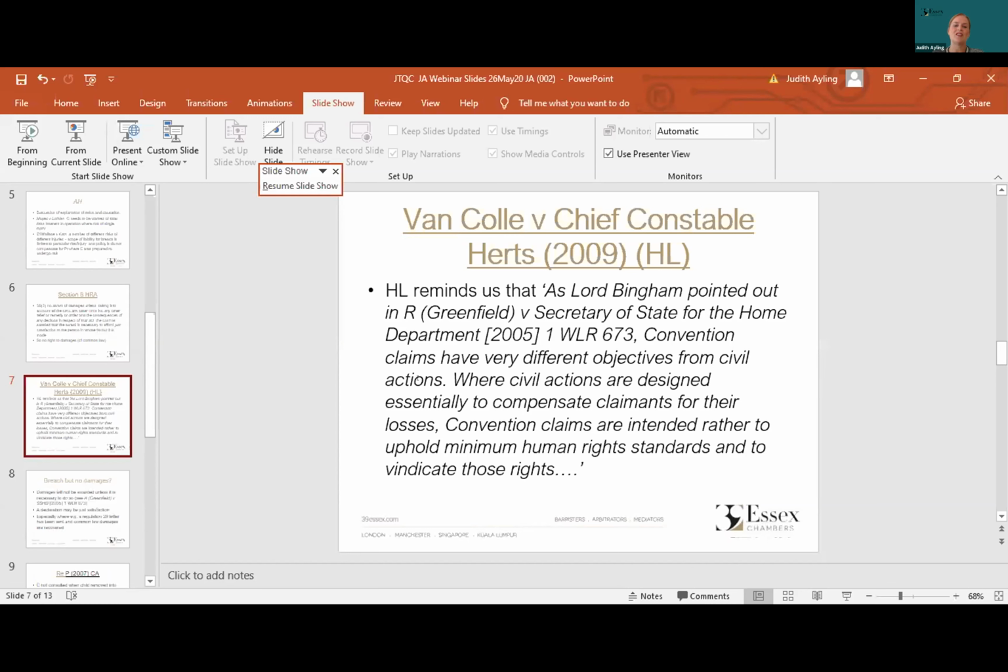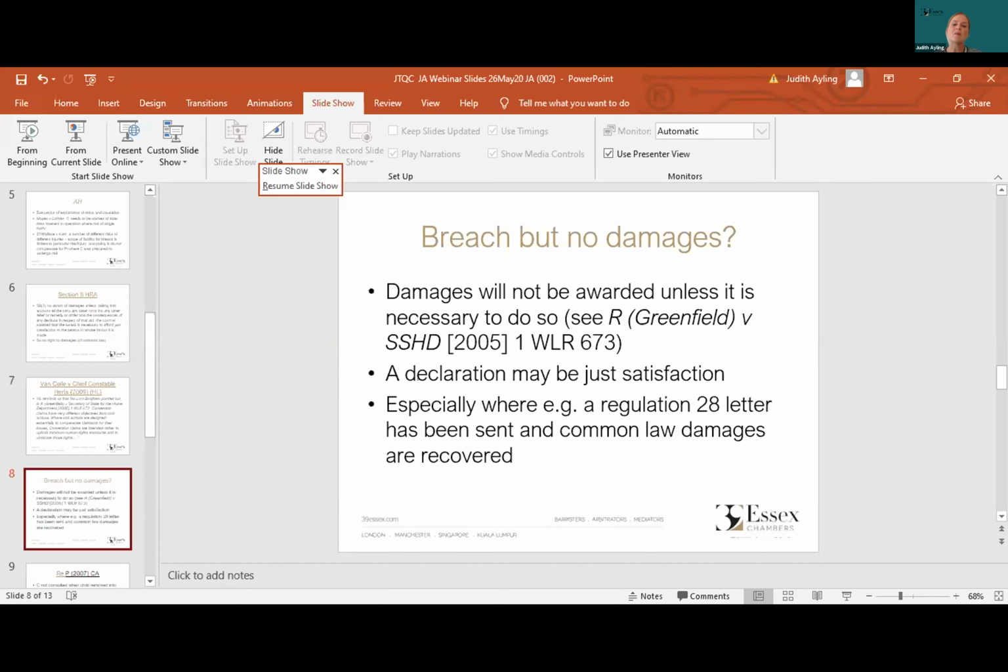So in Van Colley, it was a police case, and the principle of police immunity remains at common law, as you know, but an Article 2 breach is possible. You can have Article 2 damages if the police fail to do their job properly in protecting life under Article 2. So you can have a separation, no damages at common law, there can still be immunity, but you can recover under Article 2 if appropriate. Just looking again at this slide, breach but no damages.